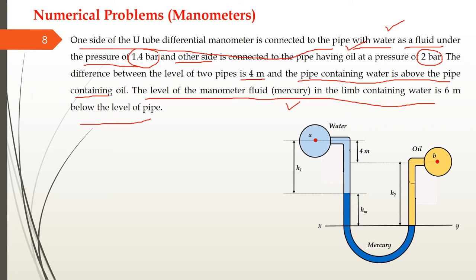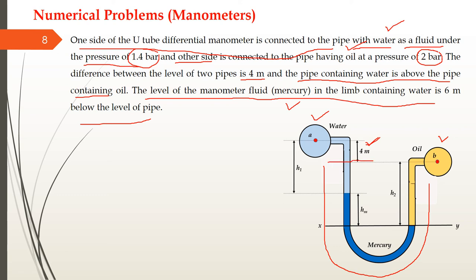We have a pipe A and we have another pipe B, and between these two pipes this manometer is connected, that is a U-tube manometer. And as per the given conditions, the difference between these two pipes is 4 meters, which is given over here. 4 meters, it is 4 meters.